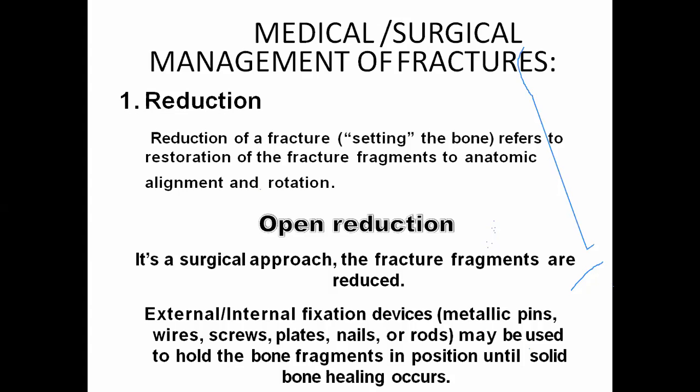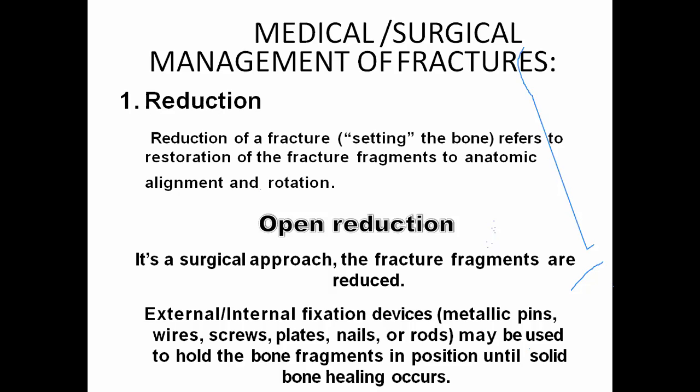In reduction we have open reduction. Open reduction is a surgical approach. The fracture fragments are reduced. They will restore the fracture fragments according to the anatomic alignment through the surgical approach. External or internal fixation devices like metallic pins, wires, screws, plates, nails, or rods are used to hold the bone fragments in position until solid bone healing occurs.